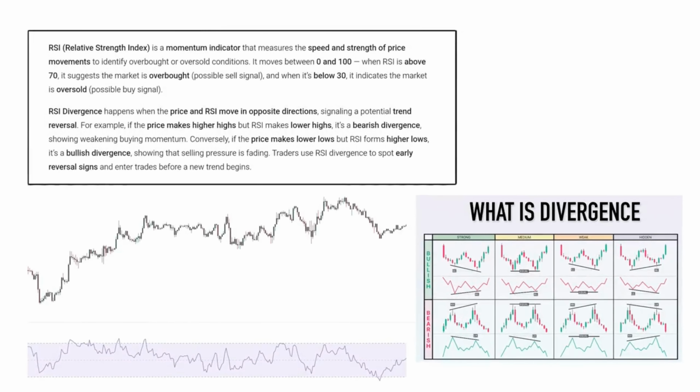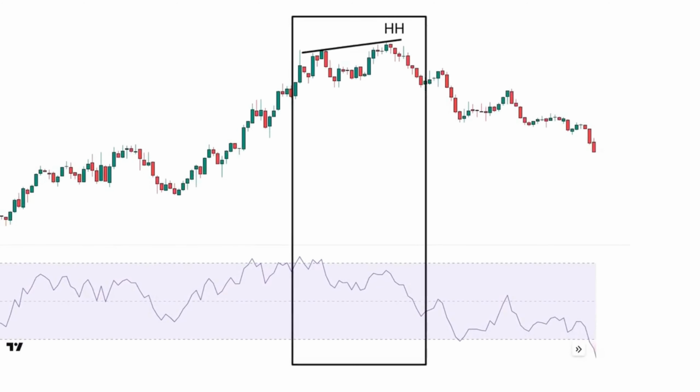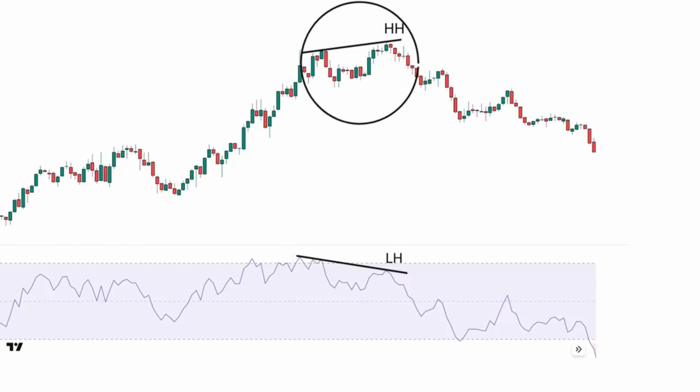Next, RSI divergence. The RSI, Relative Strength Index, is a momentum indicator. RSI divergence occurs when price and RSI show opposite signals. For instance, price forms a higher high, but RSI forms a lower high. This means that even though price went up, momentum is weakening, suggesting a potential reversal.